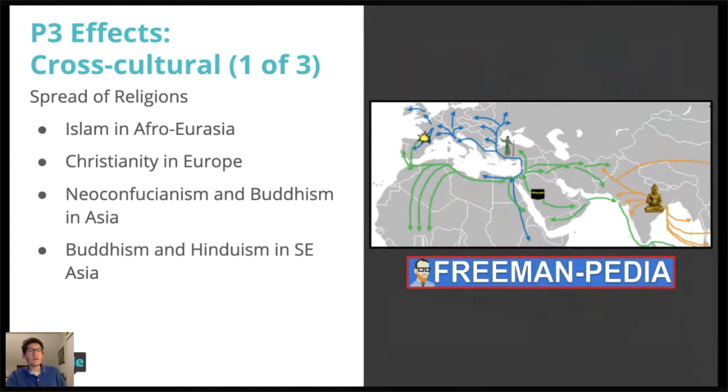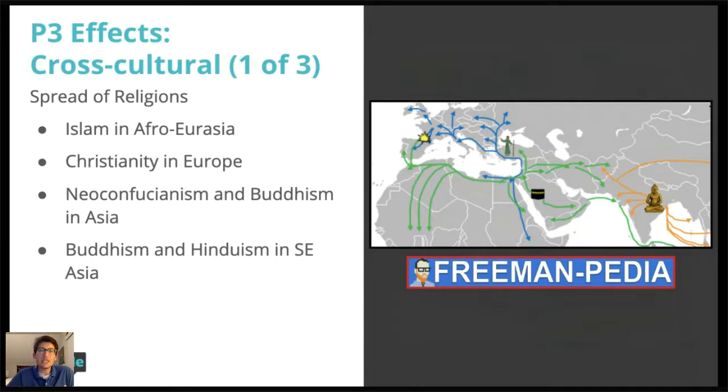The first one I want to talk about is cross-cultural exchange. In time period 3, the most important of these is religion. And you see this excellent map, Freemanpedia. Man, what a map maker. What a cartographer that guy is. So the spread of religion really comes to define time period 3. And it spreads along these trade routes.